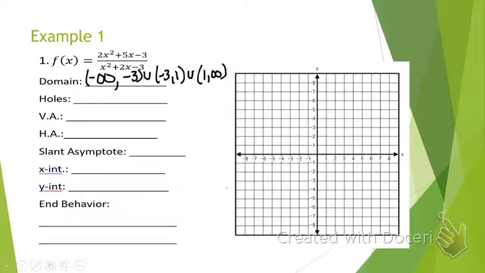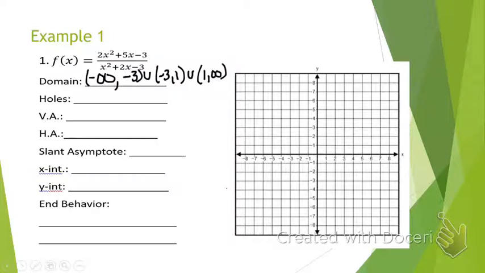Okay? Now, as we continue down, holes. Were there any holes in this graph? You might ask yourself, well, what is a hole? A hole is a removable discontinuity. Okay? Removable discontinuity means what factors were simplified out. We removed something from our rational function. What did we remove? We removed an x plus 3.